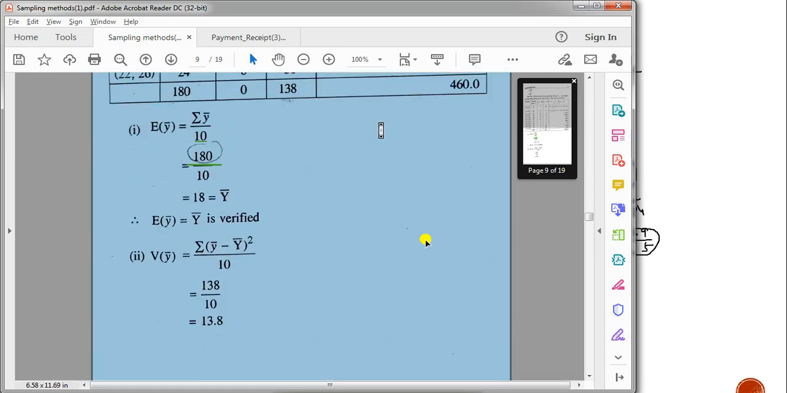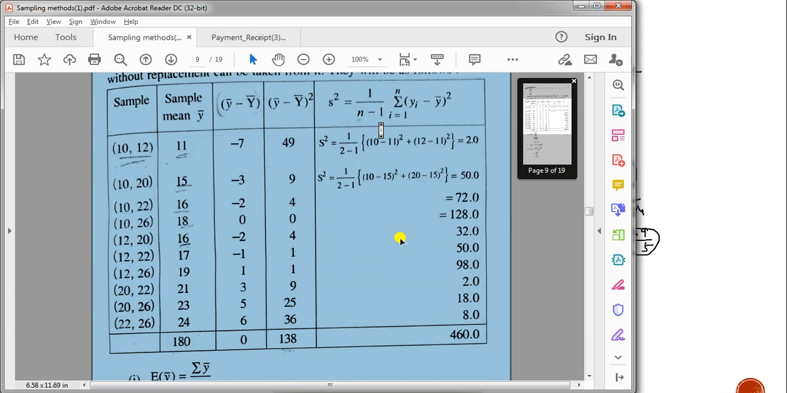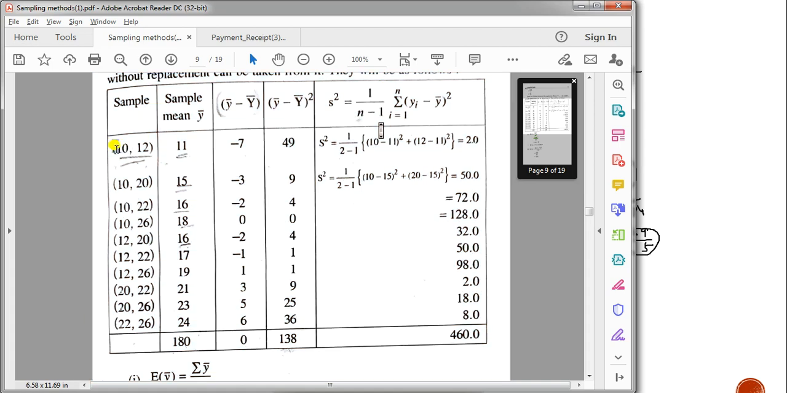Now the third and last result, small s square. What is the small s square formula? Again we have to deal with the small numbers, and small numbers means sample numbers. The formula is 1 upon n minus 1. So what is the small n value? 2, because the sample size is 2. So 2 minus 1 is what? 1. When we have 1 upon 1 with any number, that number itself is the answer. Now let us focus on yi minus y bar square. So where are the yi's? We have y1 and y2.